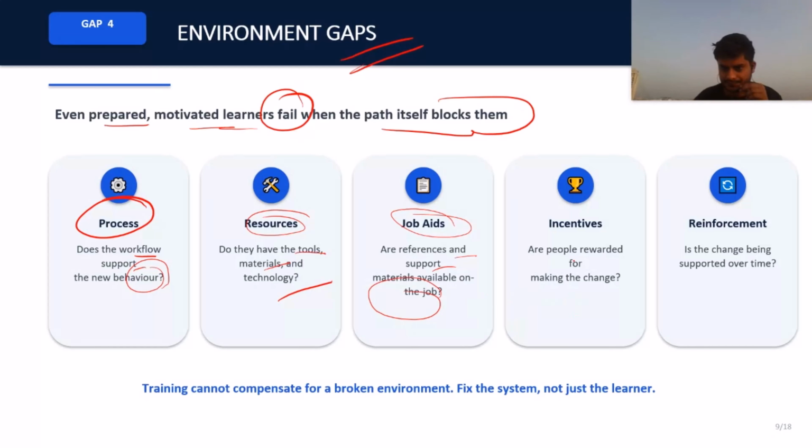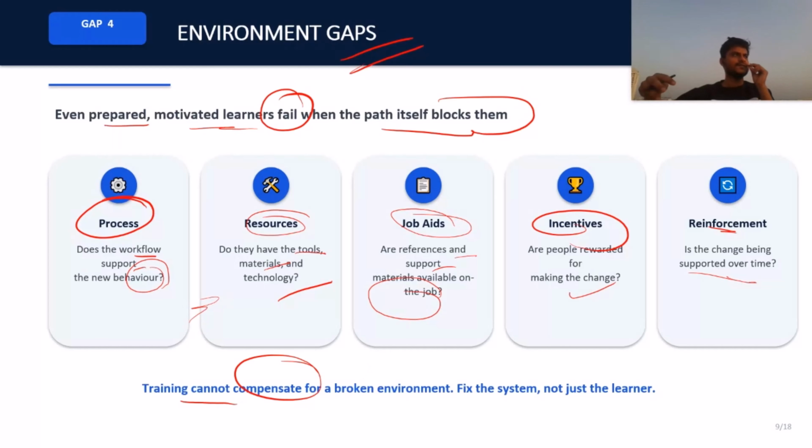Incentive. Are people rewarded for making the change? Reinforcement. Is the change being supported over time? Training cannot compensate for a broken environment. If the environment is bad, if the company is not updating the system, not providing any job aid, then training is not going to solve the performance issue, right?